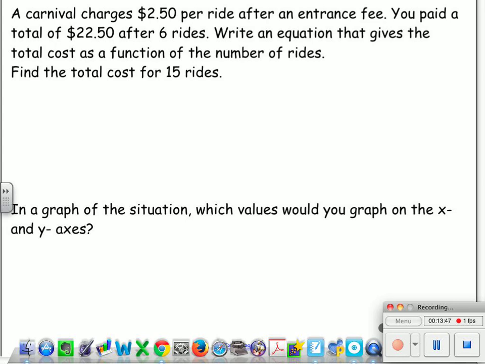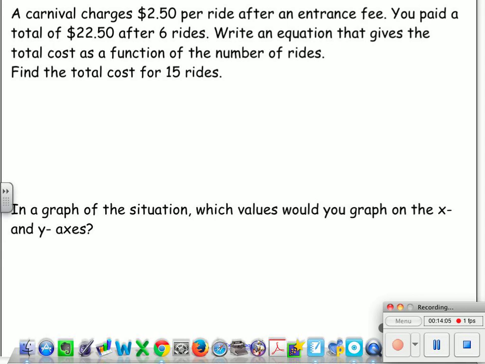So now we're up to some word problems. A carnival charges $2.50 per ride after an entrance fee. You paid a total of $22.50 after 6 rides. Write an equation that gives the total cost as a function of the number of rides. Find the total cost for 15 rides.